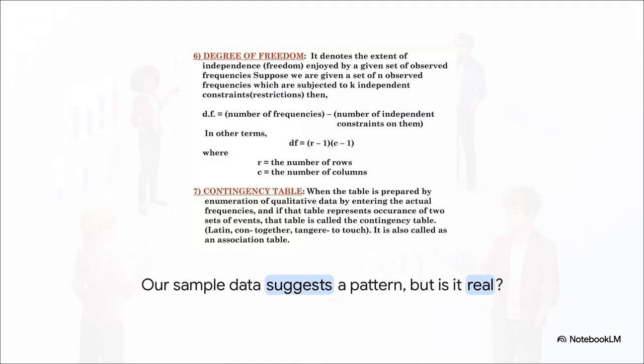Okay, so let's look at the actual data. We've got a sample of 300 kids. In that group, we found 12 left-handed girls and 24 left-handed boys. Now, at first glance, you're thinking, whoa, that's twice as many boys. That seems pretty huge, right?